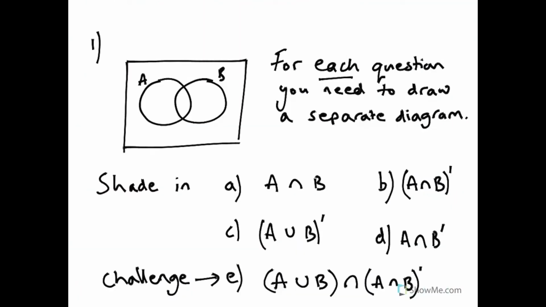Question 1. A intersect B is the name for that first symbol there. That's the intersection symbol, and it means "and" if you say it as a sentence. So let's say it: A and B. Everything that's in A and B. Just colour that middle section in there.